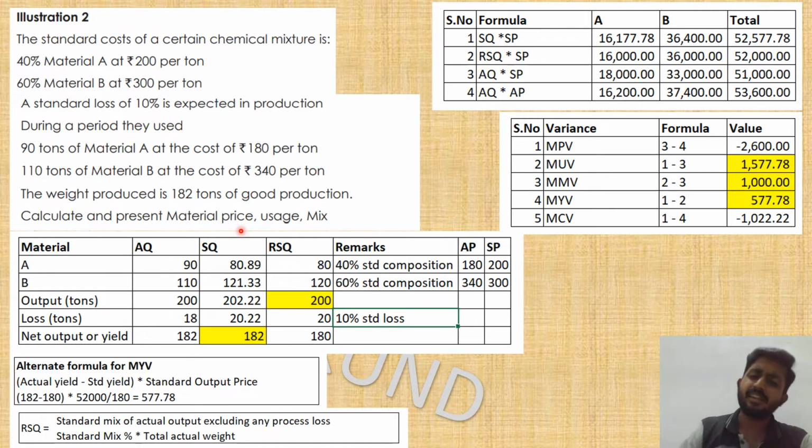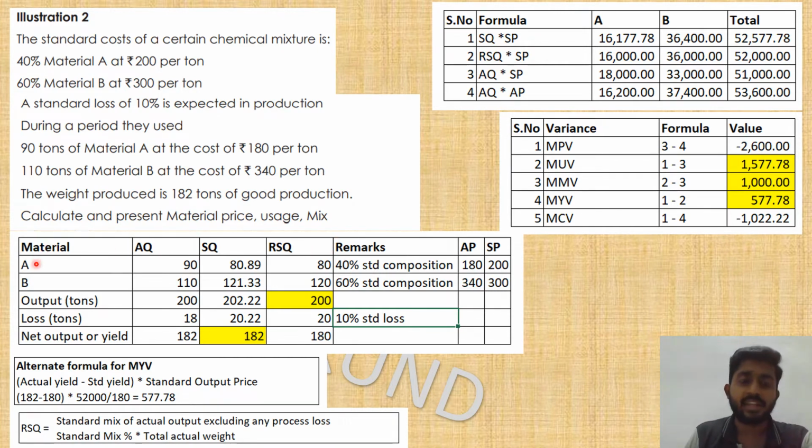In that sense, let us calculate all the material variances. They have not mentioned material cost variance, and they have not mentioned material yield variance. Let us calculate those also. Okay, so now I am putting a very simple tabular column. So this is the material.